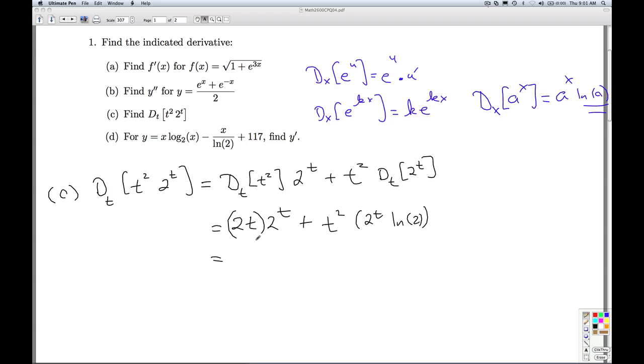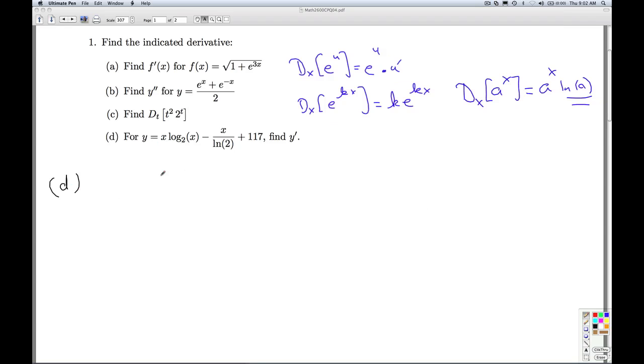All right, how can we simplify this? I'm taking 2 times t times 2 to the t. I can group the 2's together and think of this as 2 to the first power. So I've got t times 2 to the t plus 1 power, plus, and here there's really nothing I can combine. I'm just going to leave it t squared times 2 to the t times the natural log of 2. So that'll do it for part C.